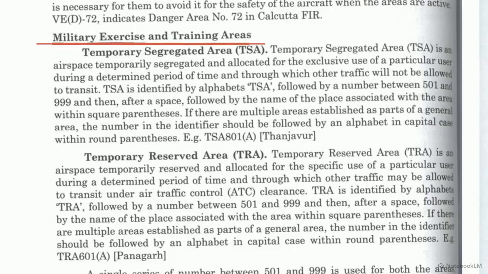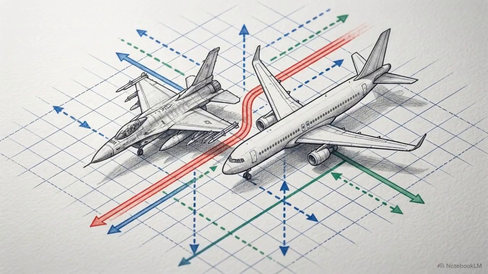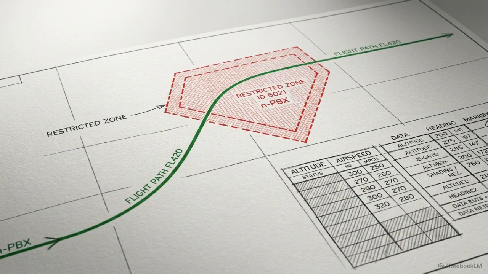Military exercises rely on temporary segregated areas and temporary reserved areas. Because these activate and deactivate rapidly, they are identified by specific numerical blocks assigned to each region. You must memorize these exact allocations. Areas in Mumbai FAR use numbers between 501 and 600, while the Kolkata FAR is assigned 601 to 700. Knowing exactly how to read a location indicator and recognize an airspace boundary prevents you from accidentally violating national security zones or flying directly into active hazards.